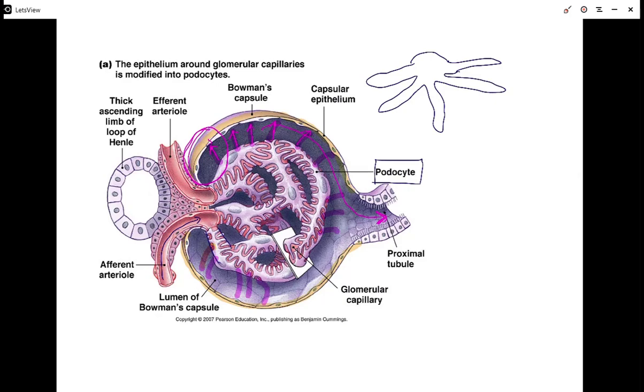And so that's going to play a role. So I just want you to be aware of that there. Even though this does not come up in this lecture, there's our juxtaglomerular apparatus. Let's take a look at the 3 layers of filtration.